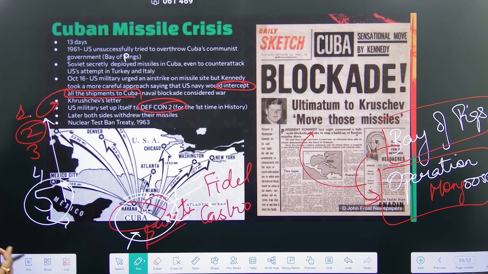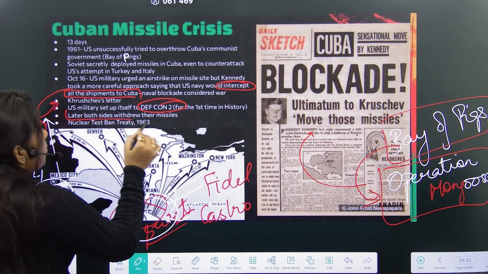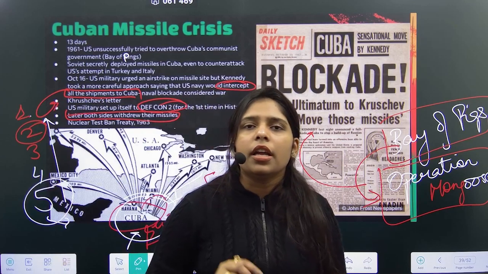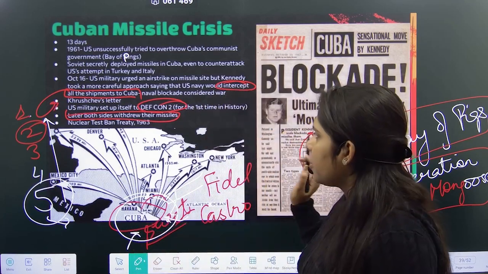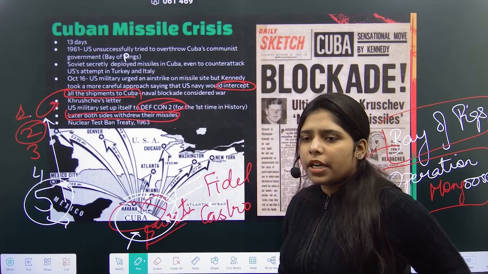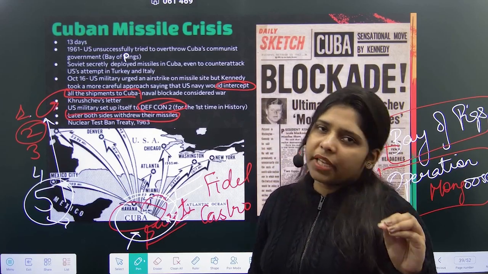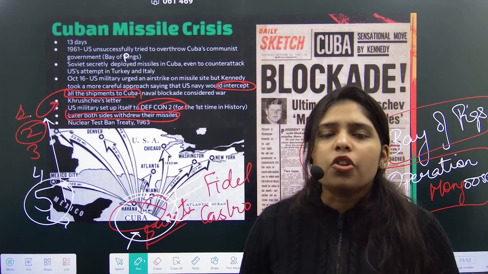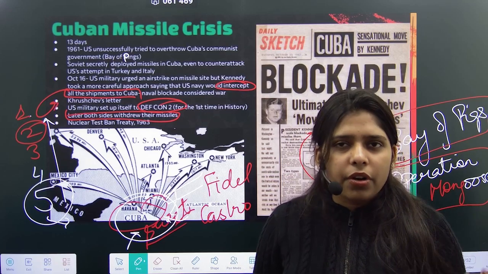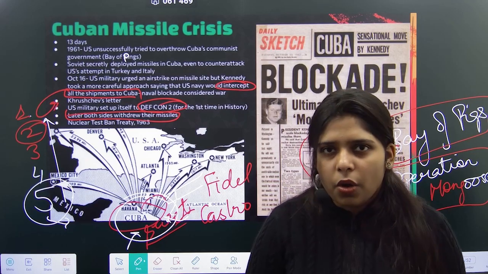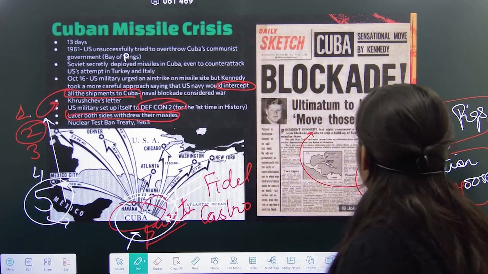Of course, I told you both sides withdrew their missiles later. Simultaneously, they also signed a nuclear test ban treaty. Britain also joined over here. They decided that any nuclear test would be conducted underground, not above the ground, so that we're not polluting the environment and not harming any living individual. So this was the Cuban Missile Crisis.